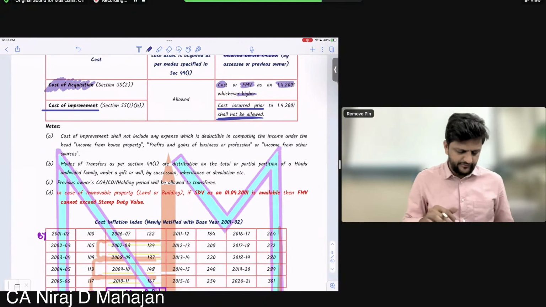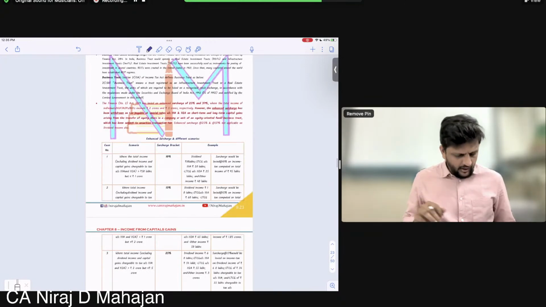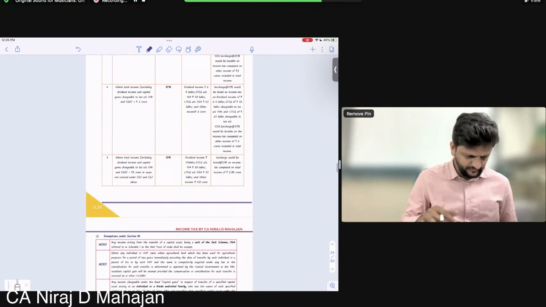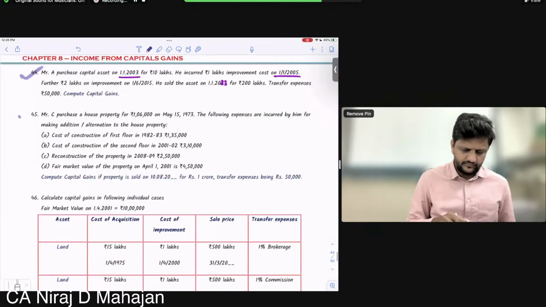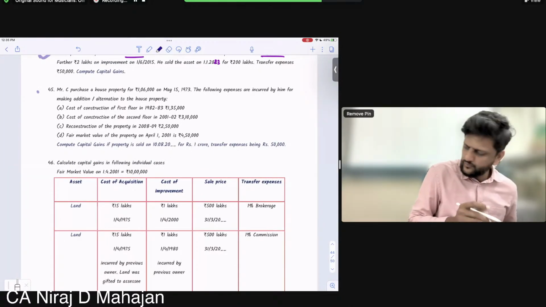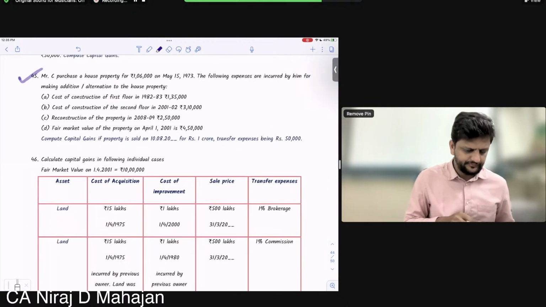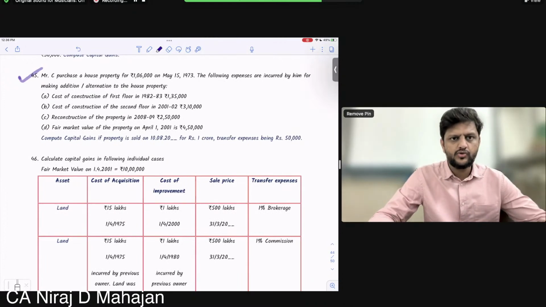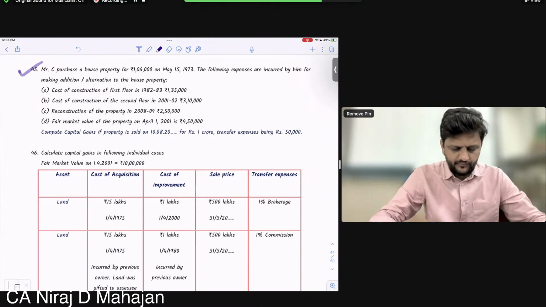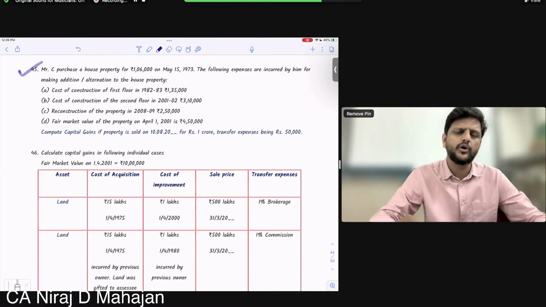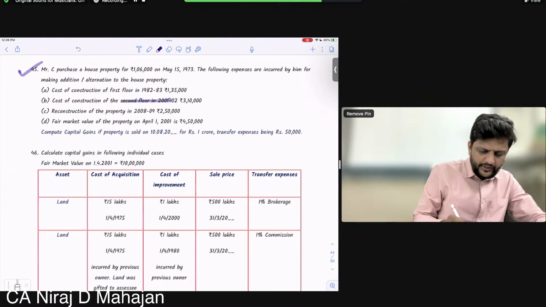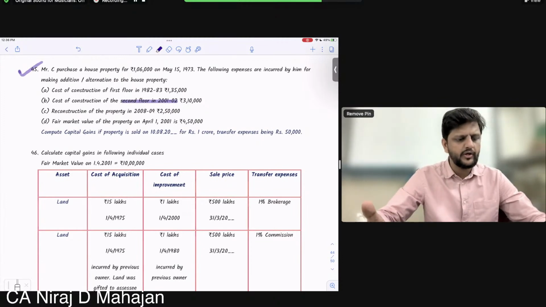So let's come to question number 45. Mr. C purchased the house for 1,06,000 on 15th May 1973. The following expenses are incurred by him for making addition or alteration to the house property. Addition or alteration means it is cost of improvement. Original cost of acquisition is 1,06,000. Then he spent on first floor construction in 82-83. Then second floor he did in 2001-2. Again cost of second floor is your cost of improvement. Clear till here, all of you?